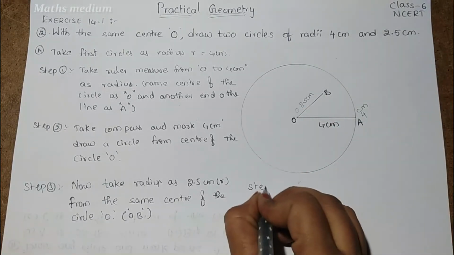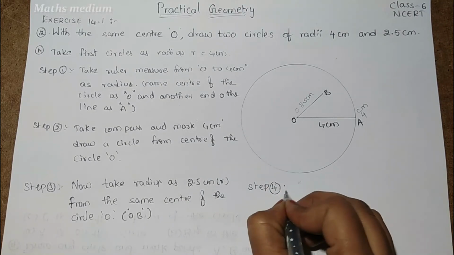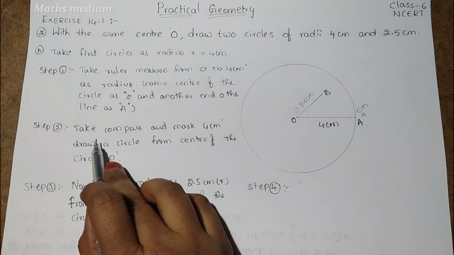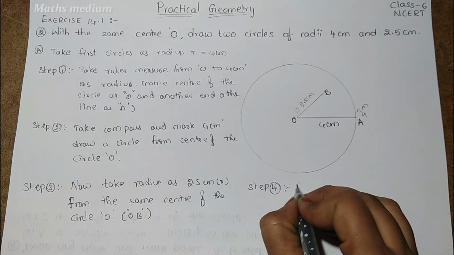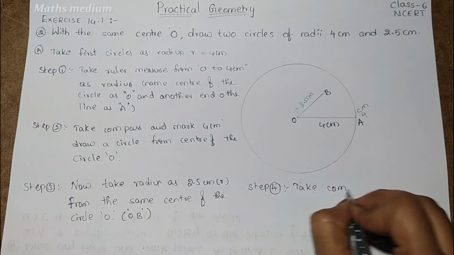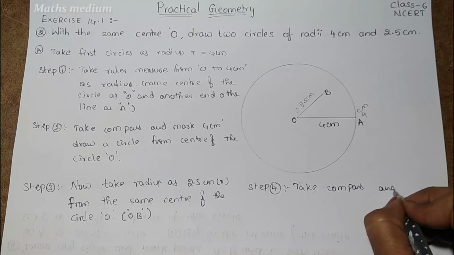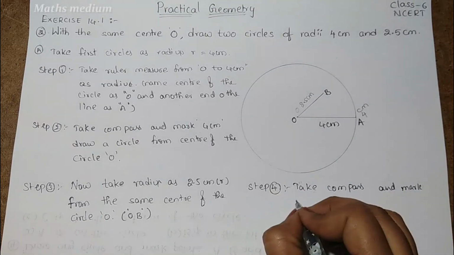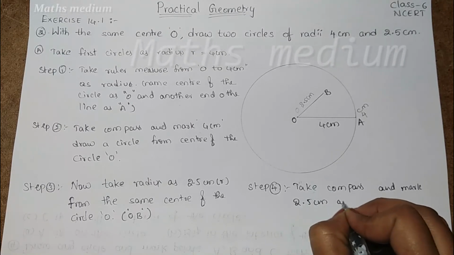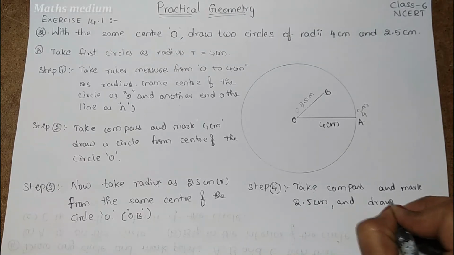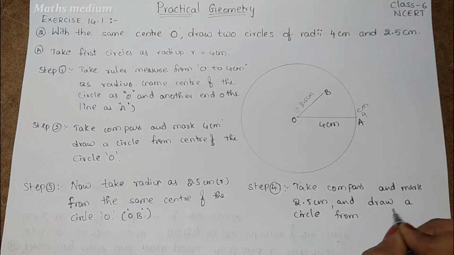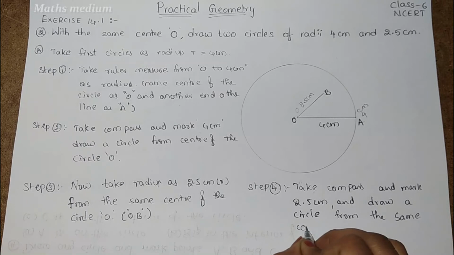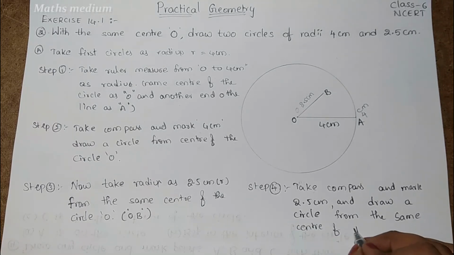Now step 4. Repeat the same step. In place of 4 centimeters, we have to put 2.5 centimeters only. Take the compass and mark 2.5 centimeters and draw a circle from the same center of the circle.